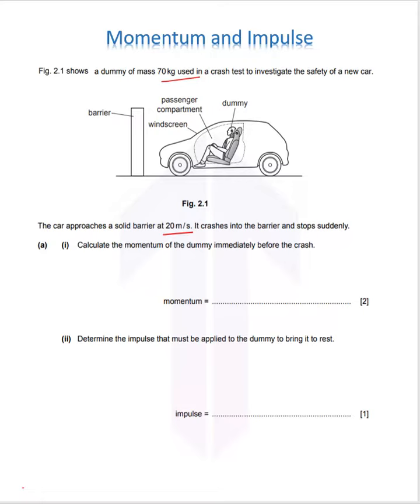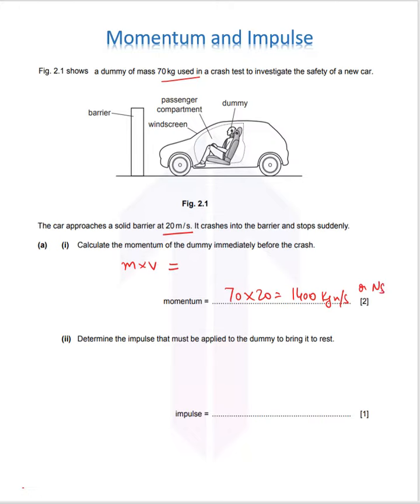It would definitely be mass times velocity of the car with which it approaches the barrier. So, that's going to be 70 times 20, which gives us 1400 kg meter per second or Newton second.